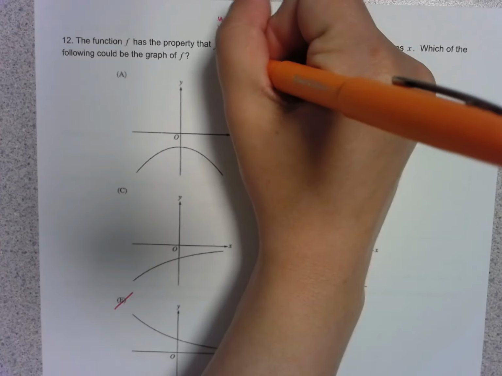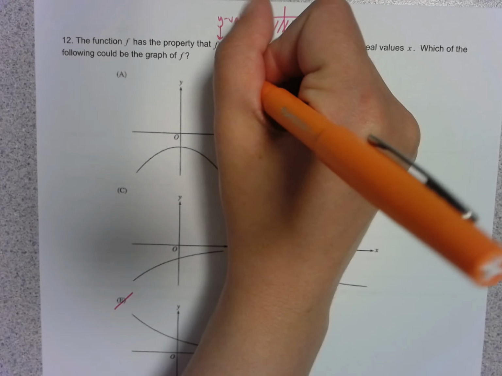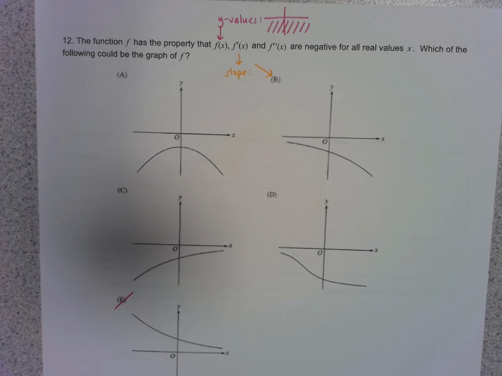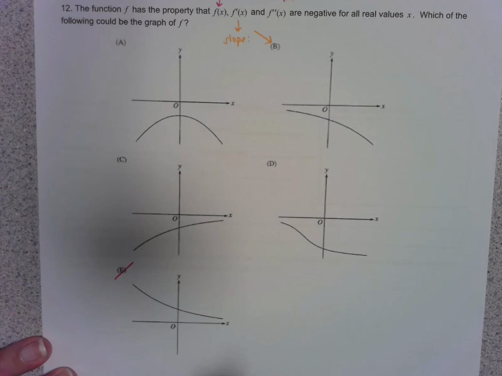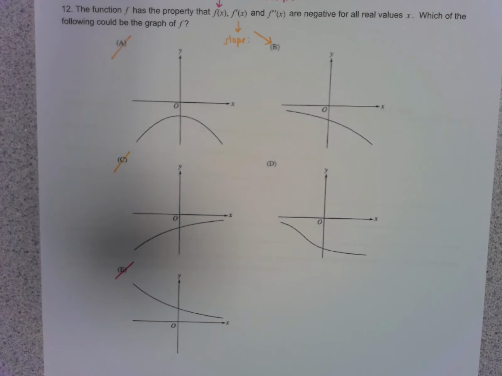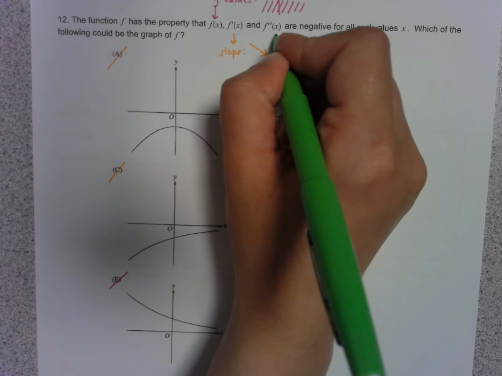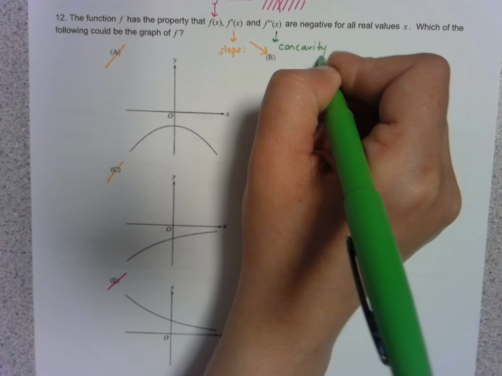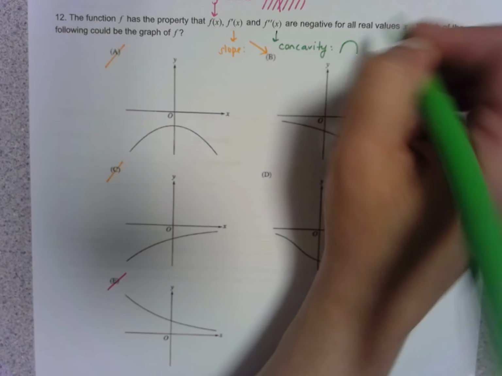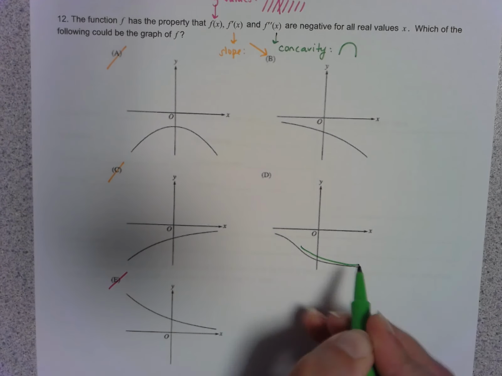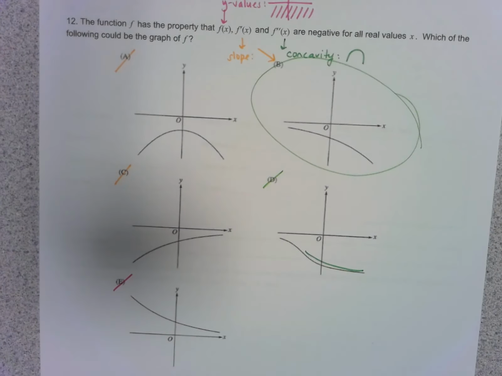F prime of x is talking about the slope. If the slope is negative, that means I'm looking for a graph that always goes downhill. So I can eliminate option C, option A. Last but not least, f double prime is talking about the concavity, which means I'm always looking for a graph that's always concave down. Since this graph is concave up sometimes, I can eliminate option D. And what that means is that B is the winner.